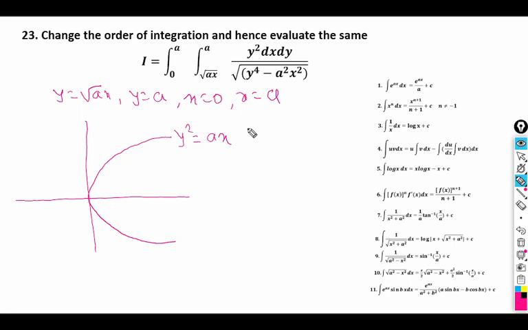Next, y equal to a is parallel to the x-axis. So say somewhere here y equal to a. x equal to 0 is the y-axis, so this one, and x equal to a. If this is y equal to a, then a square equal to ax, so x is a, so this point of intersection is (a, a), so x equal to a will pass from here.